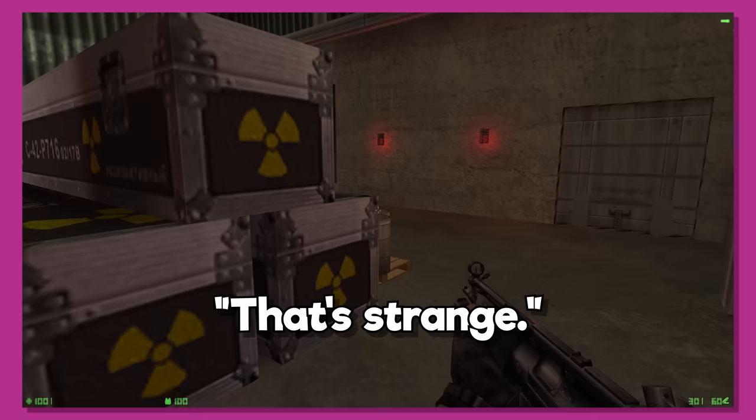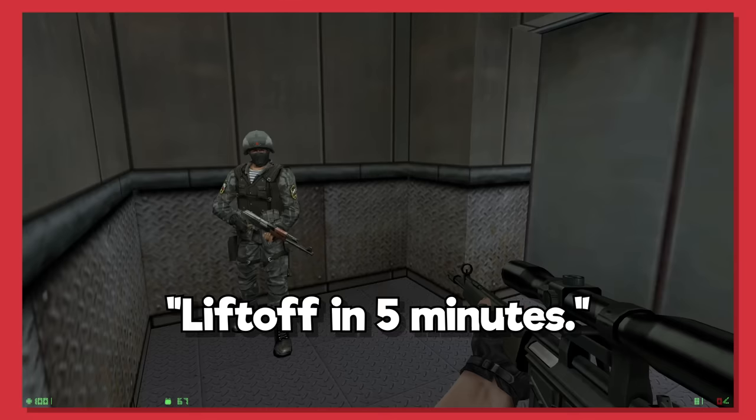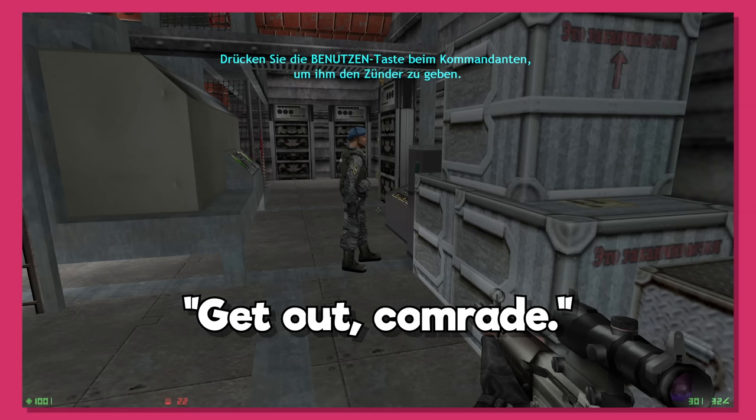Das ist komisch. Die Anlage läuft mit Notstrom. Rakete startet in 5 Minuten. Raus, ihr Genosse. Das Funksignal dringt nicht durch die Schutztüren hindurch.